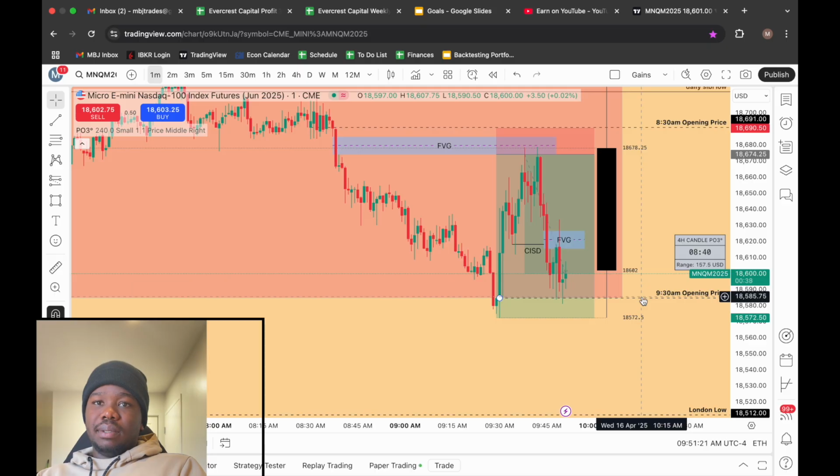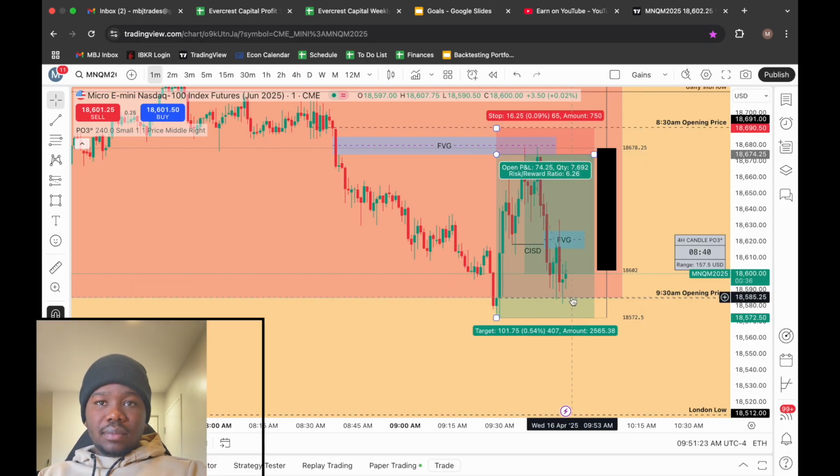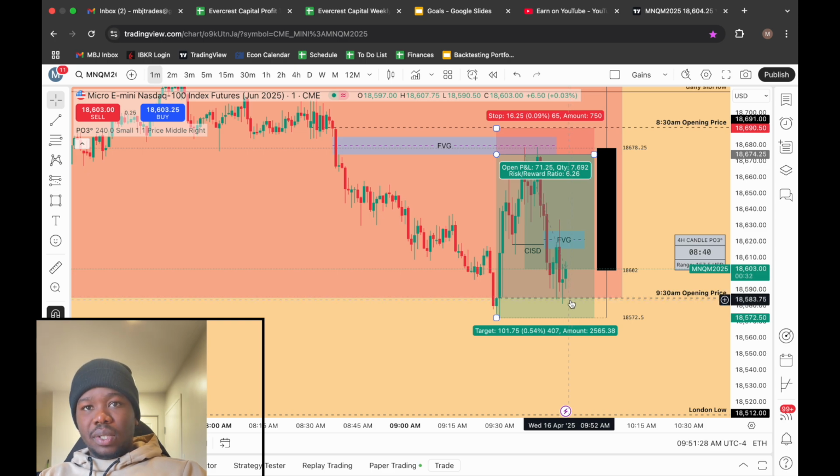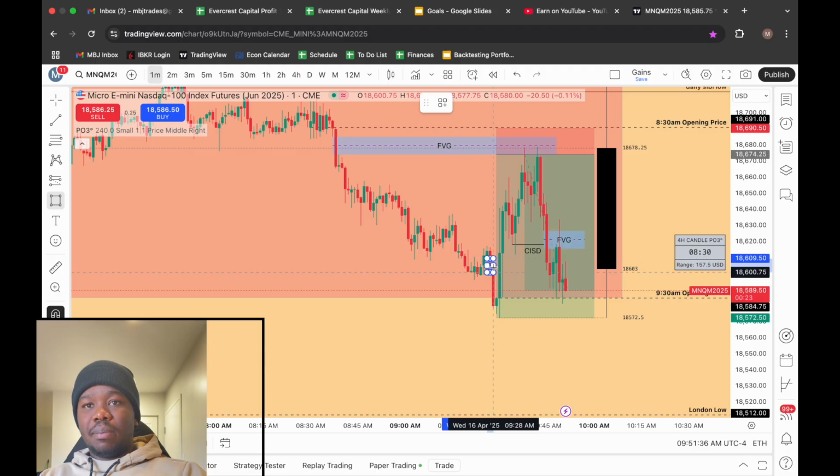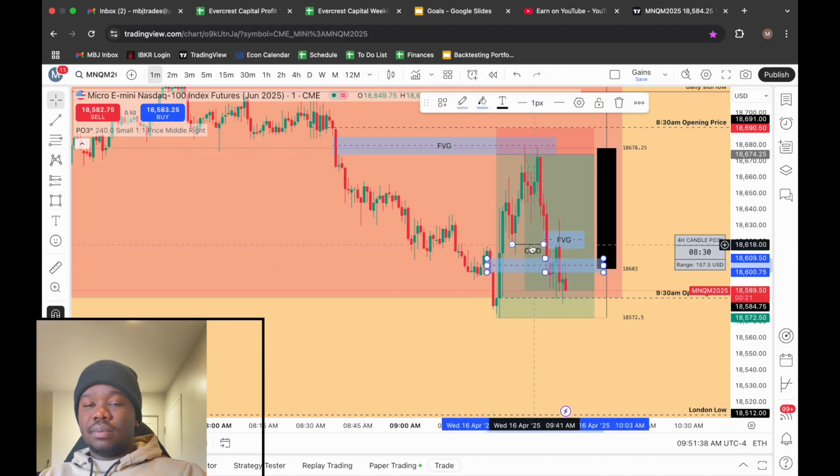Yeah, but another thing you can do is, this is an inefficiency here. You're wondering why the market keeps going back and forth in that area. Boom, solid candle closure below this inefficiency. Tap back into it, displace lower.